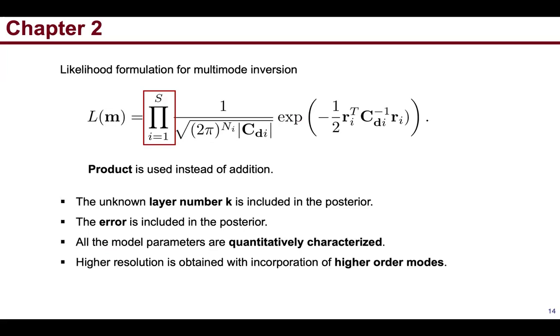And also during the inversion, we incorporated multimode dispersion curves. So the new likelihood function is a product of the multimode likelihood function. And this is the new likelihood formulation for the multimode inversion. So the advantage of this inversion method is first, the layer number k is unknown and it will be explored. And also, not only the model parameter is updated, the error is measured and estimated during the inversion as well. And we also incorporated the higher order mode to improve the resolution.